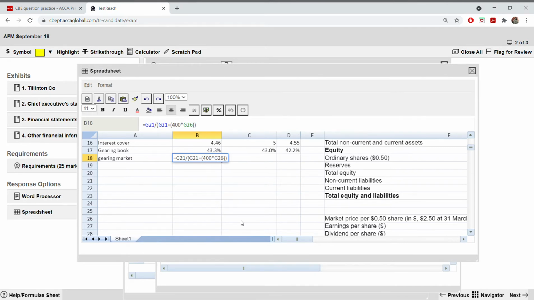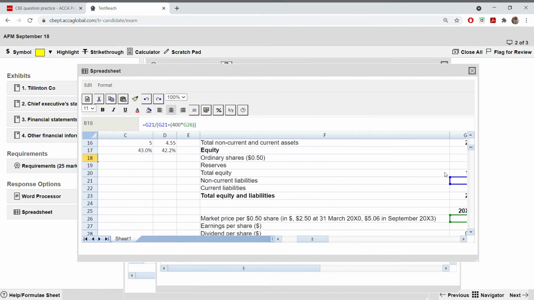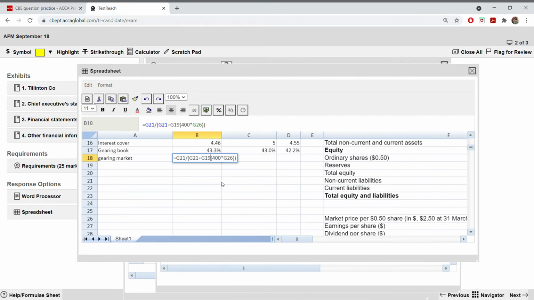Or maybe we have to add the reserves. We'll add the reserves and see. So long-term liability plus reserves plus the share capital. 32.5. It is less, but still it's not right. 23.4. It is supposed to be 29.4. Something is somewhere wrong.